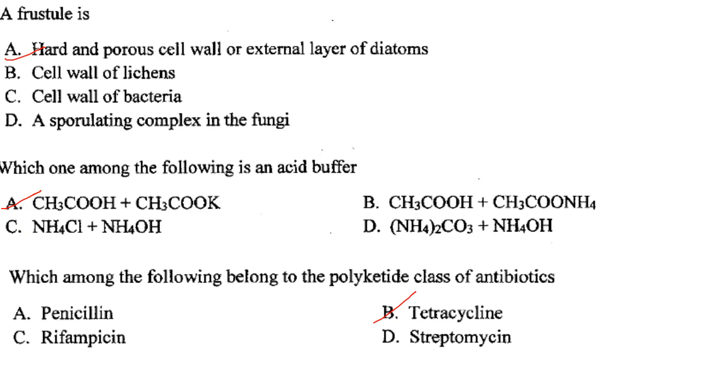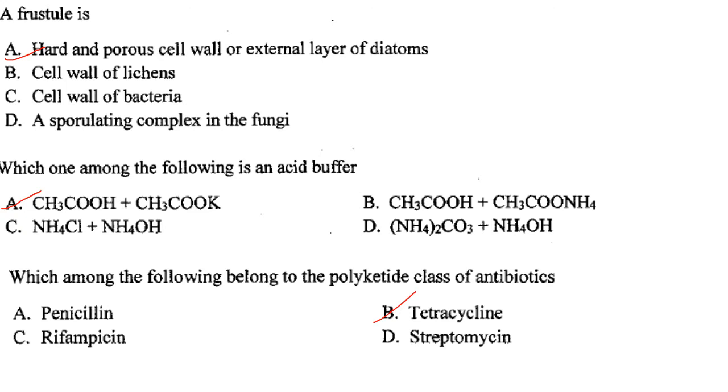Then which among the following is an acid buffer? So an acidic buffer solution contains a weak acid and its salt with a strong base. So the answer here is option A. So that is a weak acid and a salt with a strong base. So answer is option A.